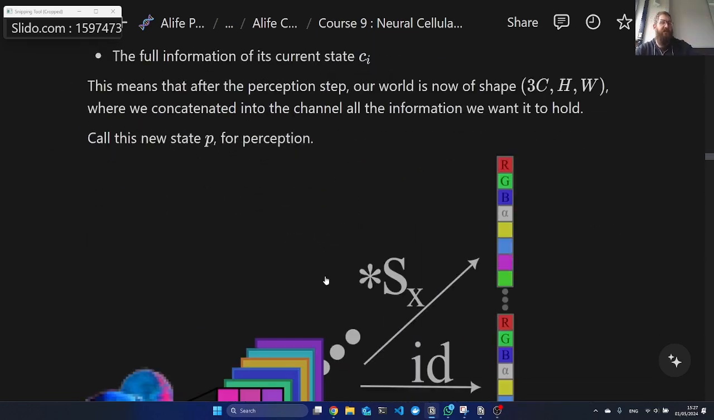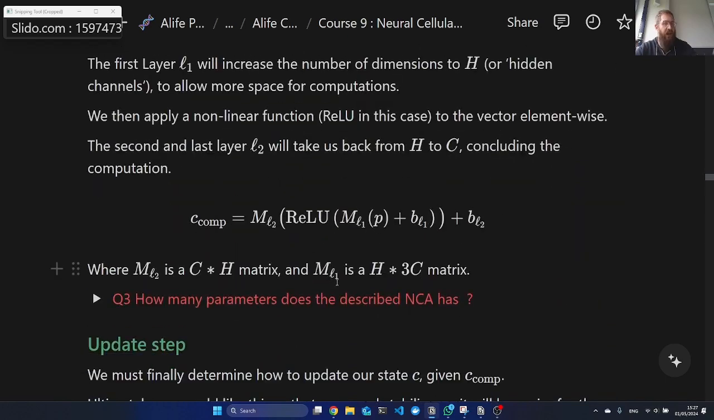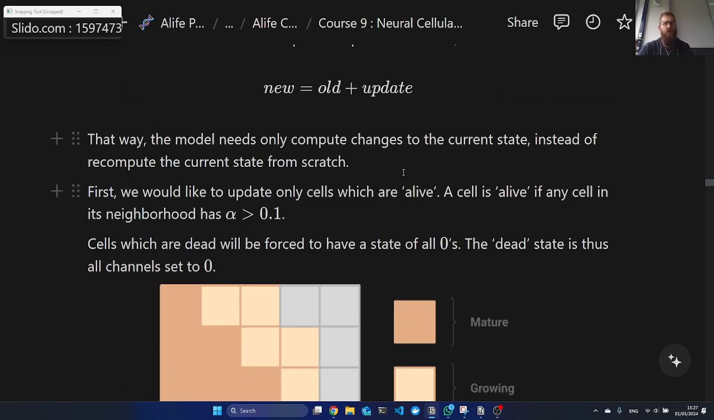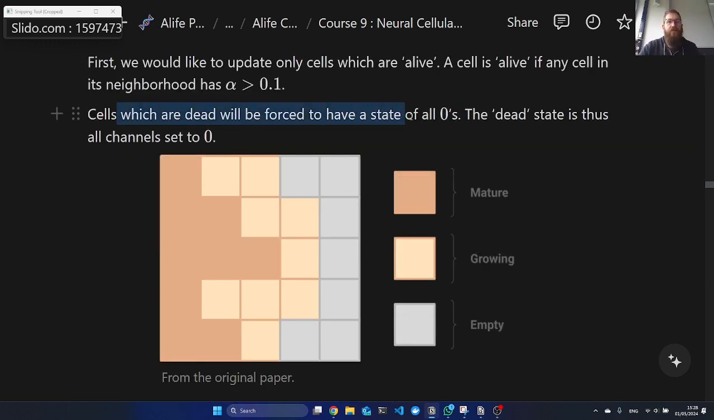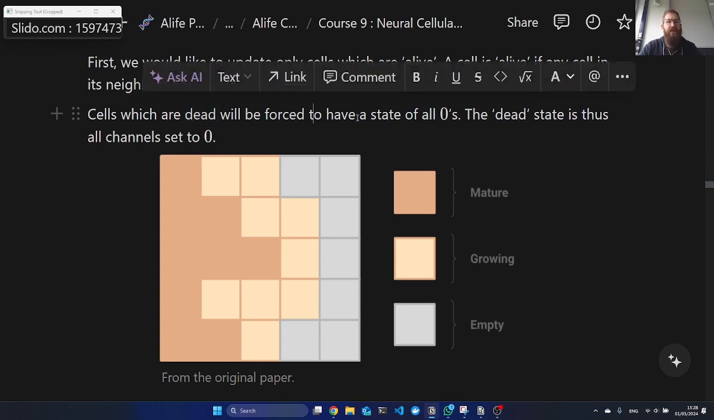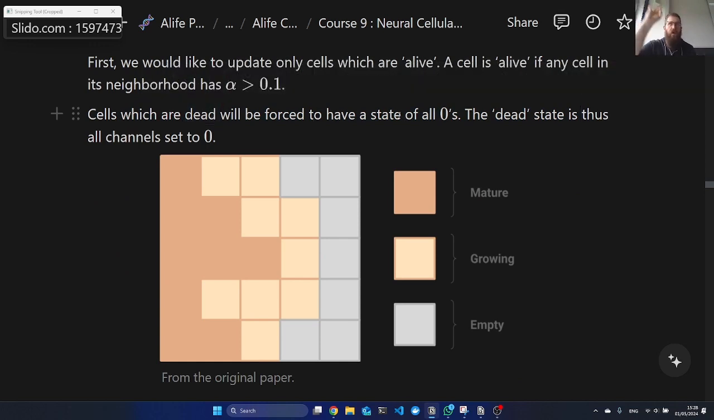And then we must specify how a cell becomes alive, right? We do this with the alpha channel, the transparency channel, and we'll say that a cell is alive if any of its neighbors has an alpha which is bigger than 0.1. Essentially, a cell is alive if any of its neighbors is also alive. What will happen to dead cells is that we just force them to have all channels set to 0, and they are not allowed to evolve. So what you get is something like this.